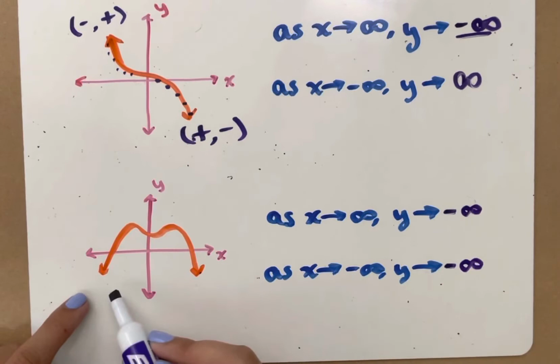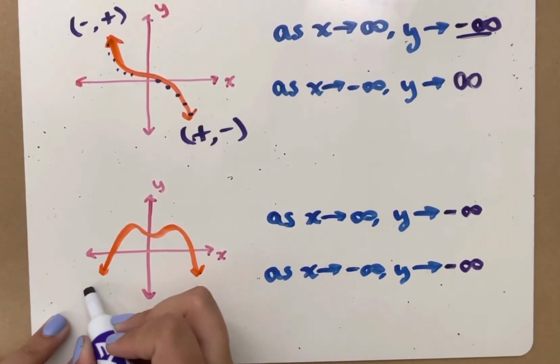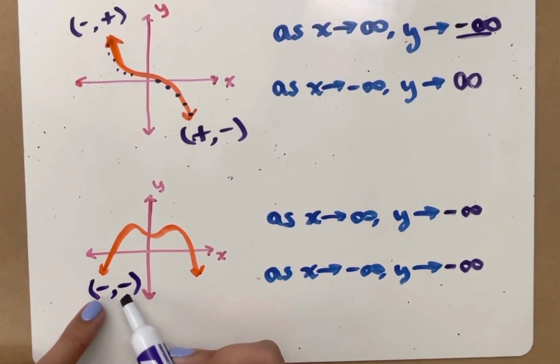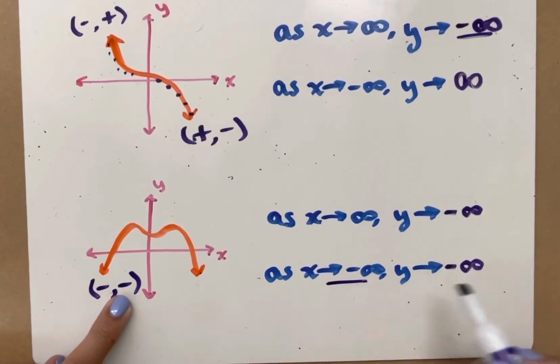Again, I can think about the quadrant where that arrow is happening. So this arrow in this quadrant, in quadrant 3, x is negative and y is negative. So as x approaches negative infinity, y will also approach negative infinity.